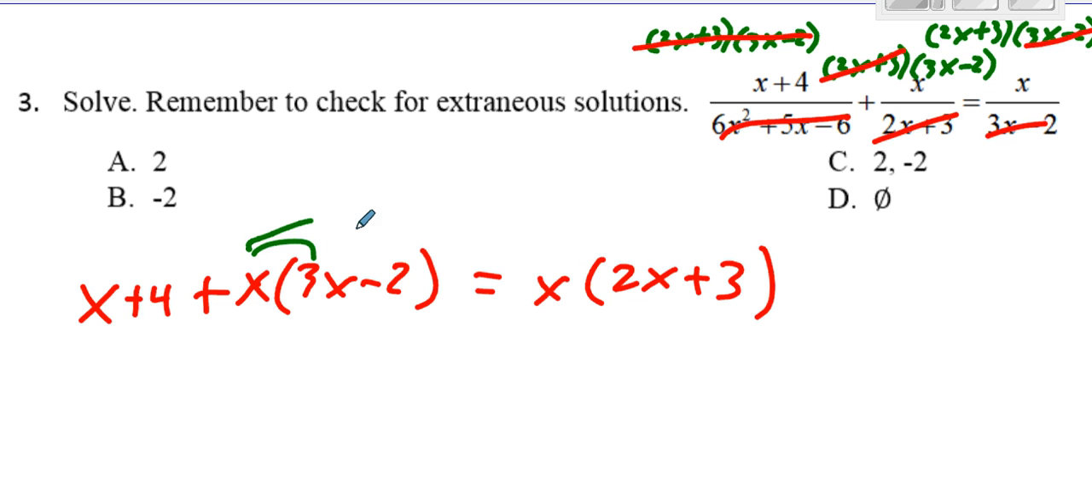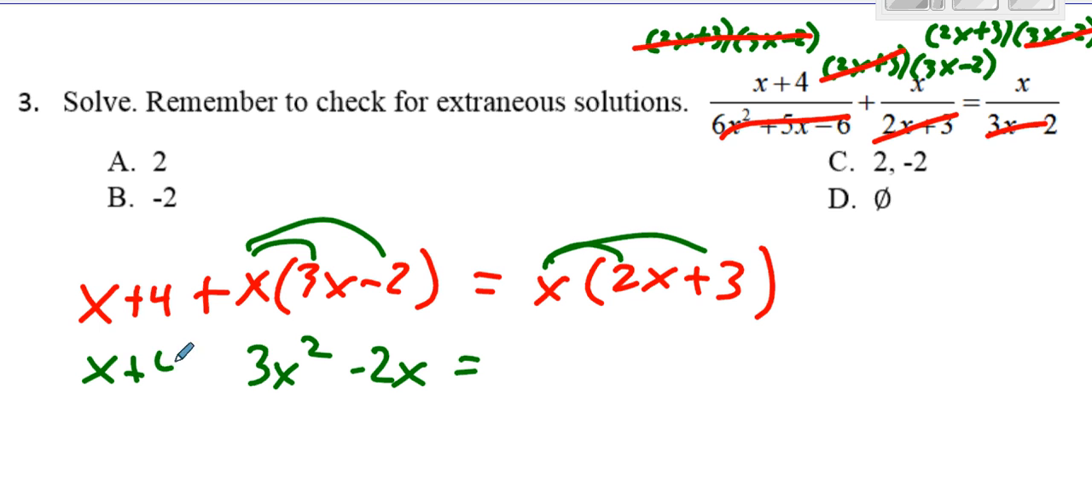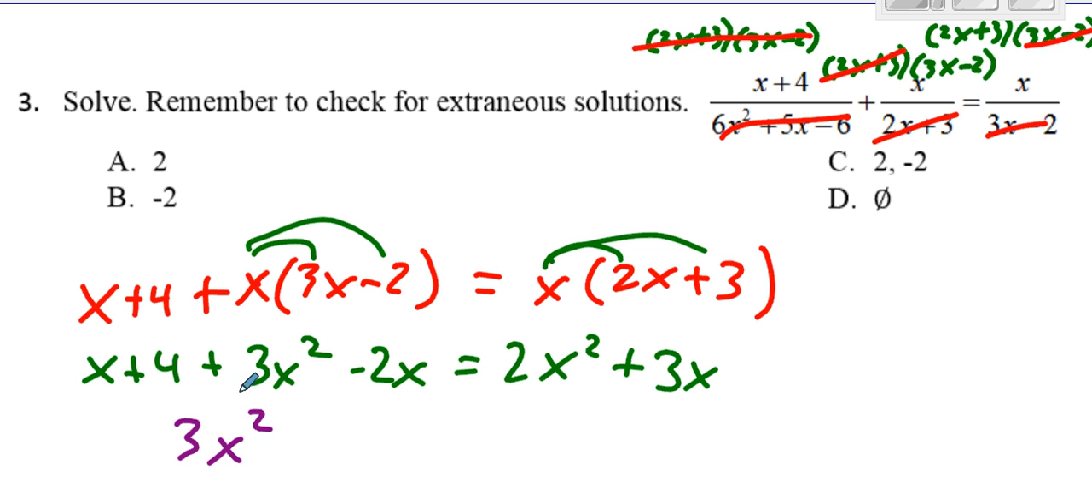So we're going to distribute. We're going to combine like terms. Solve for x. So distribute. You get 3x squared minus 2x. And then distribute here. You get 2x squared plus 3x. Combine all your like terms and get everything on one side. So combine like terms on the left, we get 3x squared minus x plus 4. Combine like terms on the right, there aren't any.